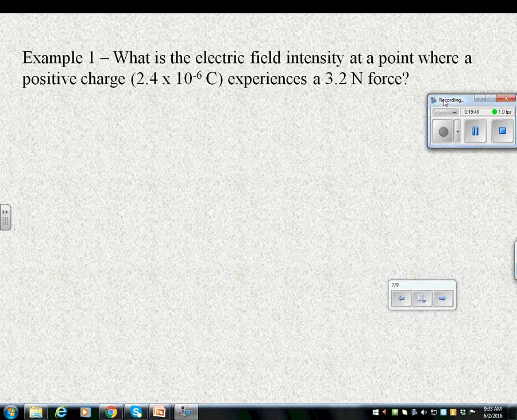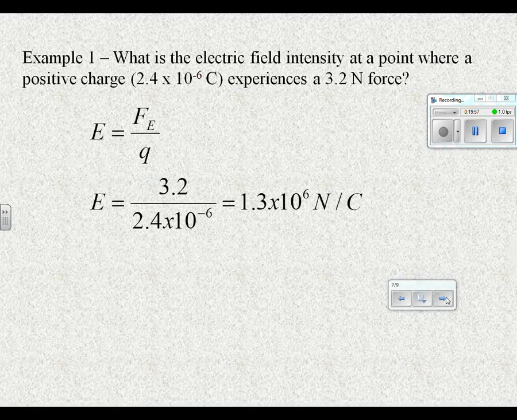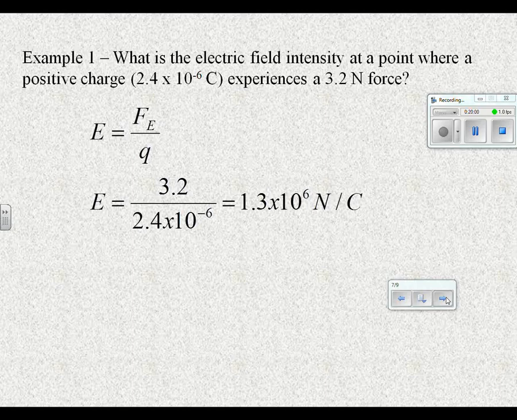What's the unit for field strength? Newtons per coulomb. Okay, so example number 1. We're going to write the formula like we always do. The force, how can you tell the force? It says 3.2 Newton force. The positive charge is 2.4 times 10 to the minus 6. So there it is right there. And when you divide it, 3.2 divided by 2.4 times 10 to the minus 6, you get 1.3 times 10 to the 6 newtons per coulomb.